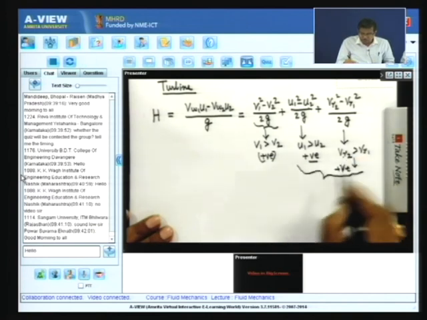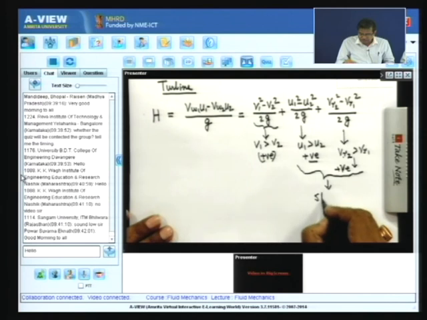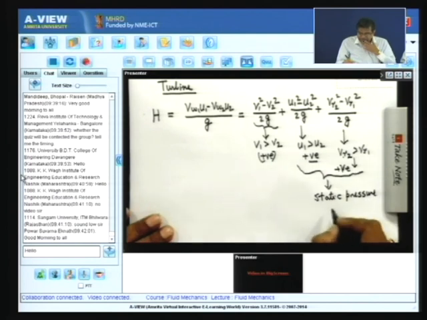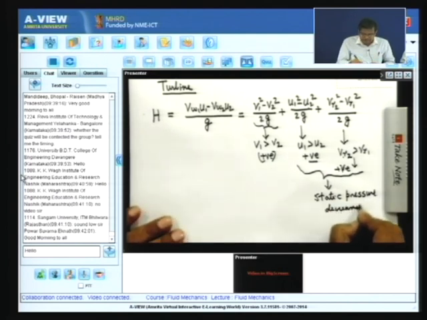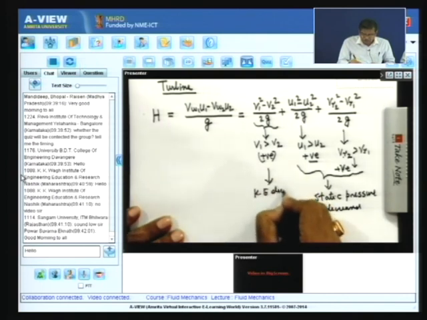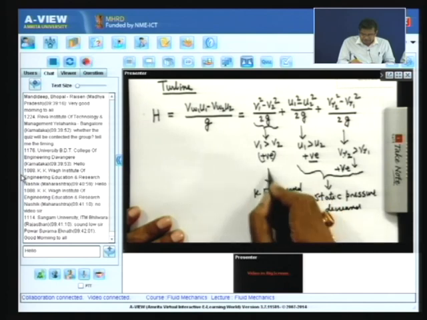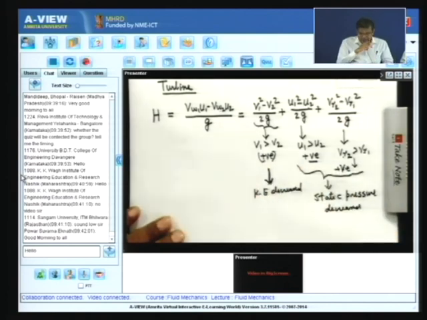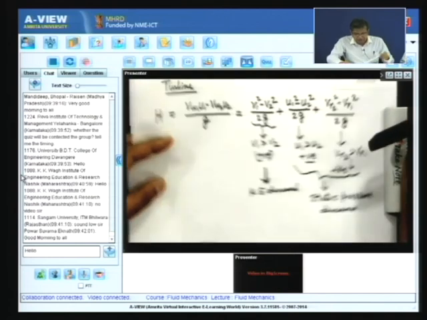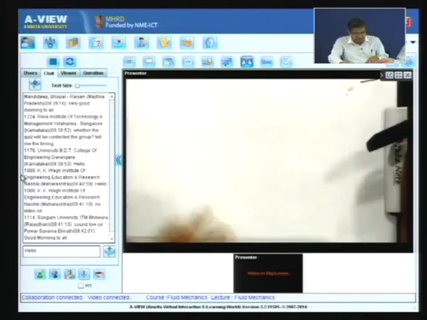This contributes to static head, that means change in the static pressure, that means static pressure is decreased, and this is kinetic energy of the fluid decreased. So, combination of the decrease in kinetic energy and static pressure, we get the head delivered. Based on this, this is the background. Now, we will discuss the turbine.